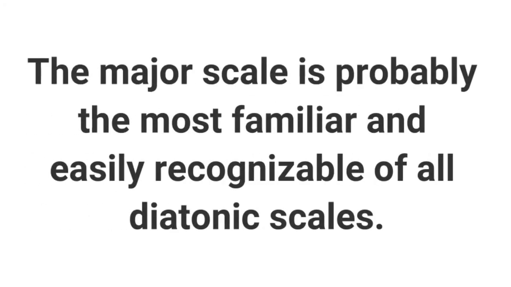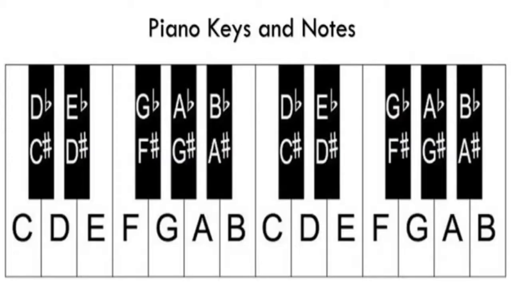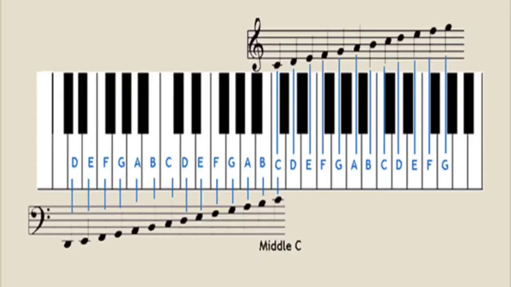The major scale is probably the most familiar and easily recognizable of all diatonic scales. If you were to play all the white notes on the piano keyboard, starting on C, you'll not only play a major scale, but also a diatonic scale. It is the easiest way to read notations.